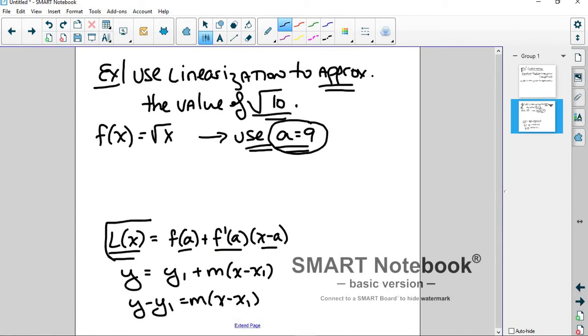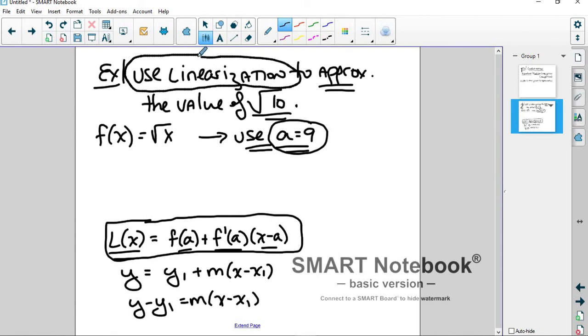So I'm not going to expect you to memorize this formula. If you want to memorize it, that's great. That's fine by me. But basically, when you see use linearization, or if I say use linearization, you're going to just find the tangent line. So how do I find the tangent line for this function? Well, I take the derivative.